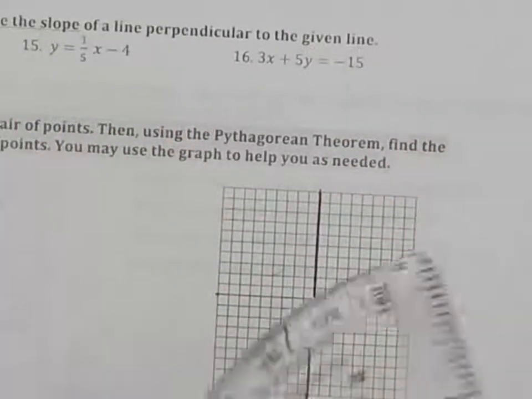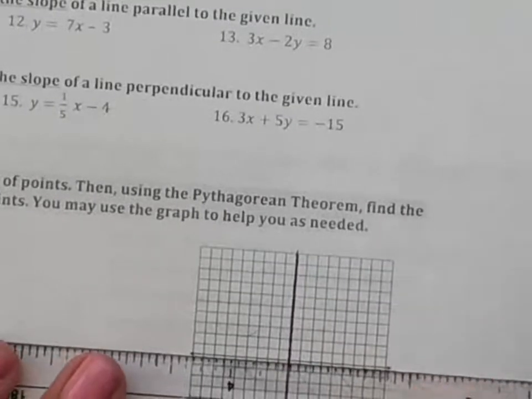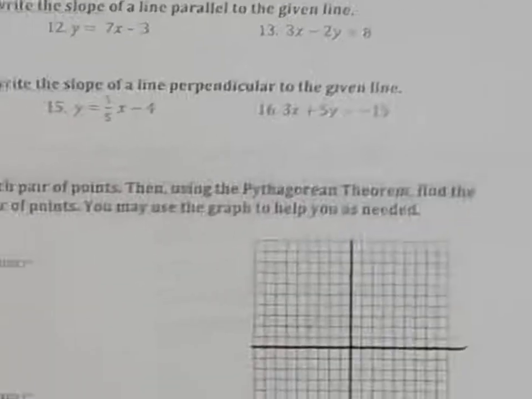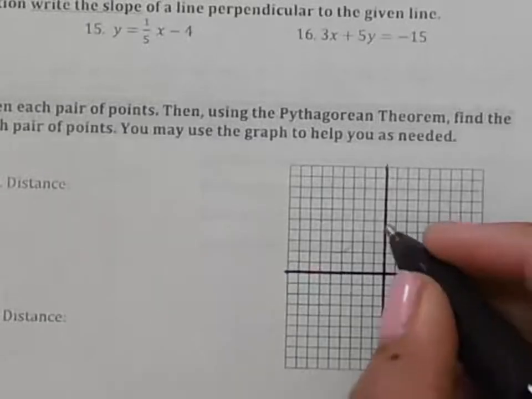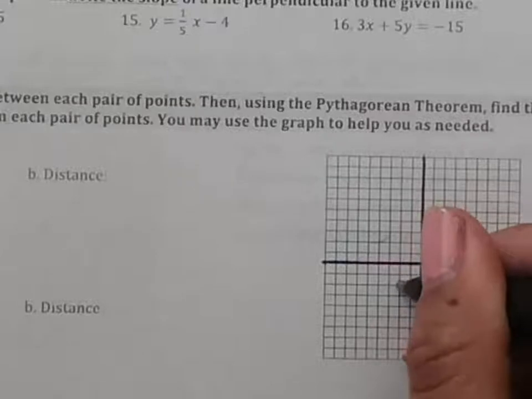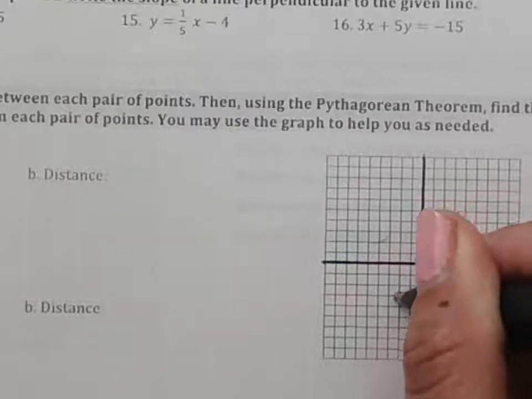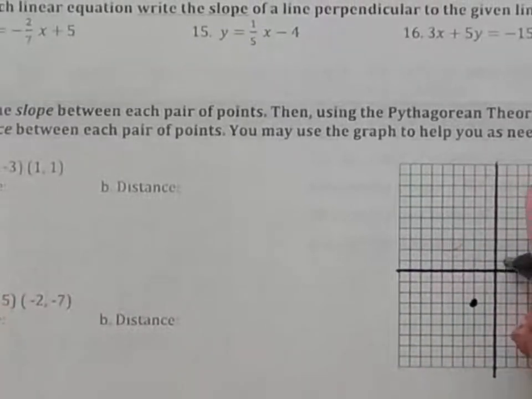I'm drawing my axes because they're hard to see right now. Okay, there we go. That's better. So anyways, -2, -3, -2, -2, 1. Wait, what? -2, -2. Okay, and then my other point is 1, 1. Okay. So I want you to find the slope, so I'm going to connect these two with a line.